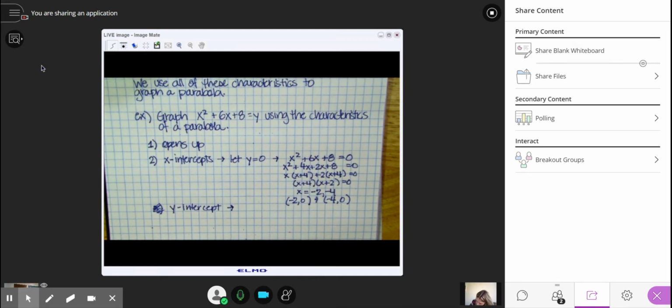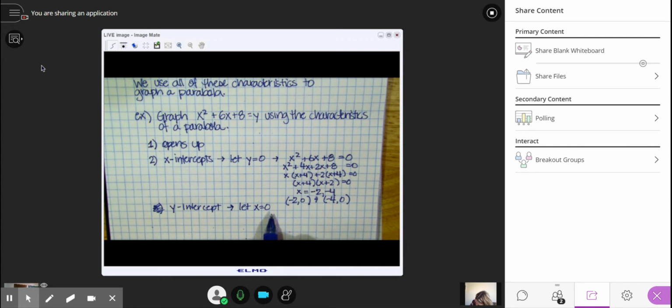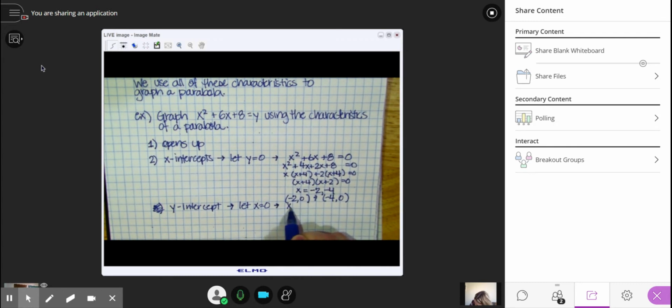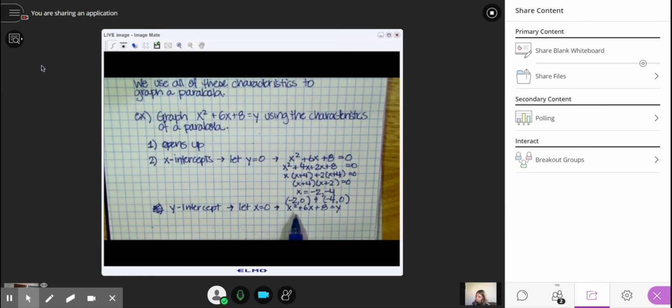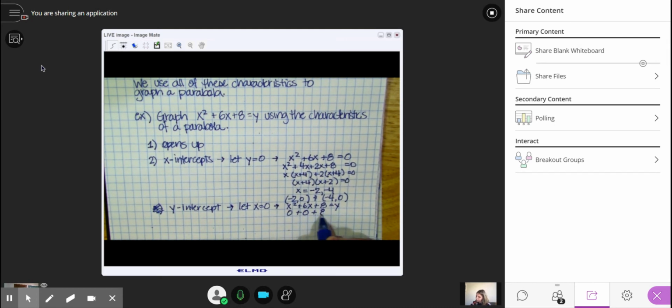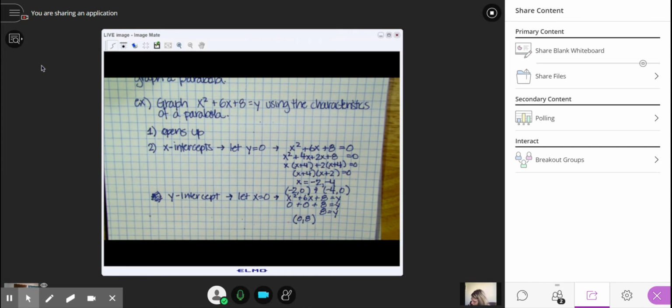Y-intercept is super easy. We let x equal 0. If I let my x values equal 0, 0 plus 0 plus 8 would be y, so 8 is my y. And I have a point at 0, 8.